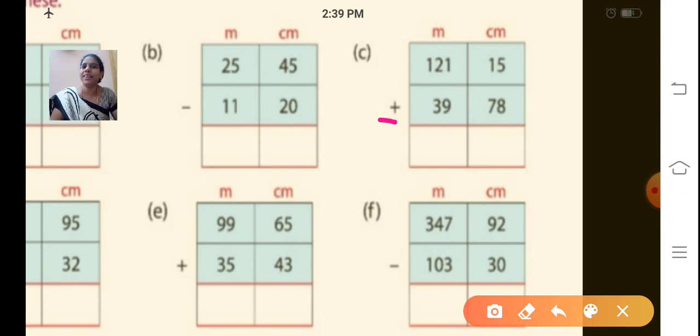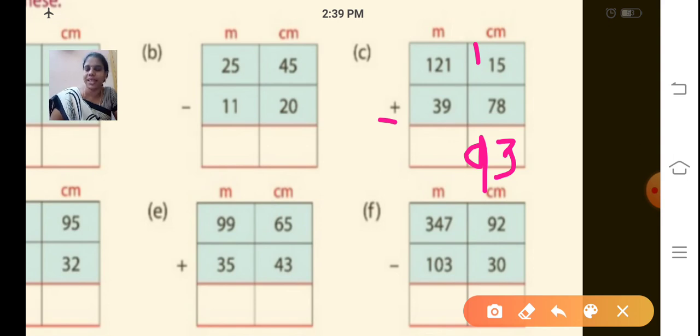First we'll add the centimeters part. 5 plus 8. After 5 we are going to add 8 more: 6, 7, 8, 9, 10, 11, 12, 13. So write down 3 and 1 will be carried over. Then 1 plus 1, 2. 2 plus 7. After 2 we are going to add 7 more: 3, 4, 5, 6, 7, 8, 9. So 9. Next move on to the meters part.